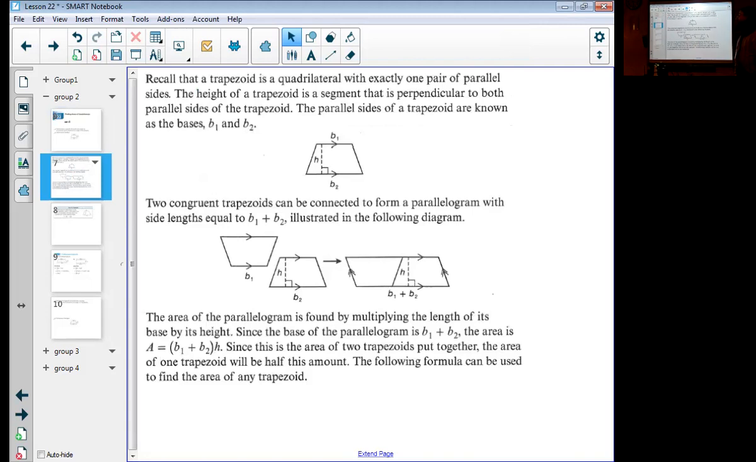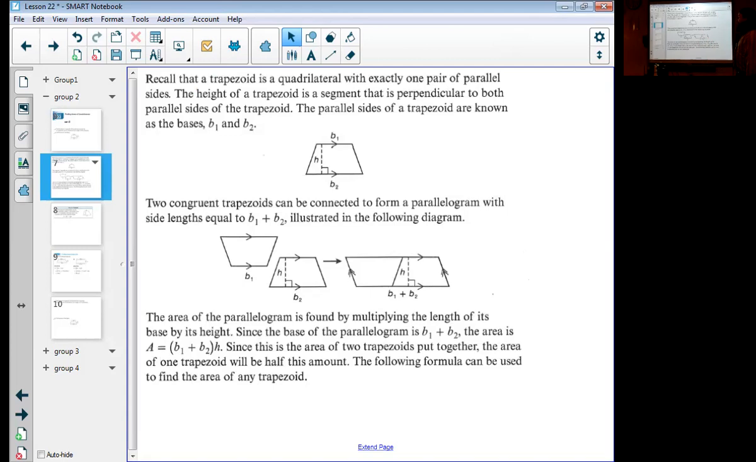A trapezoid is a quadrilateral with exactly one pair of parallel sides. The height of a trapezoid is a segment that is perpendicular to both parallel sides of the trapezoid. Parallel sides of the trapezoid are known as base 1 and base 2. It doesn't really matter which one is base 1 and base 2. Typically, when you are naming them, base 1 is going to be the smaller one, base 2 is going to be the larger one.